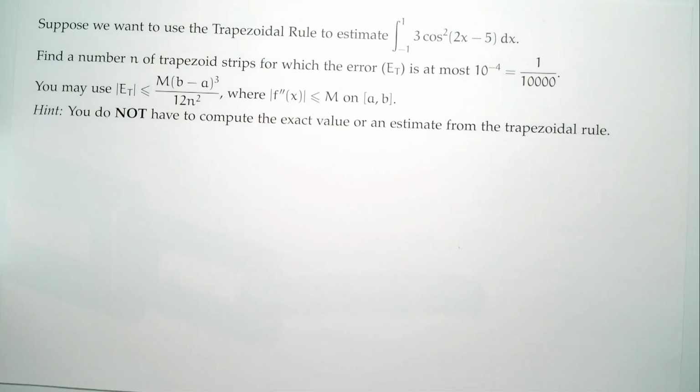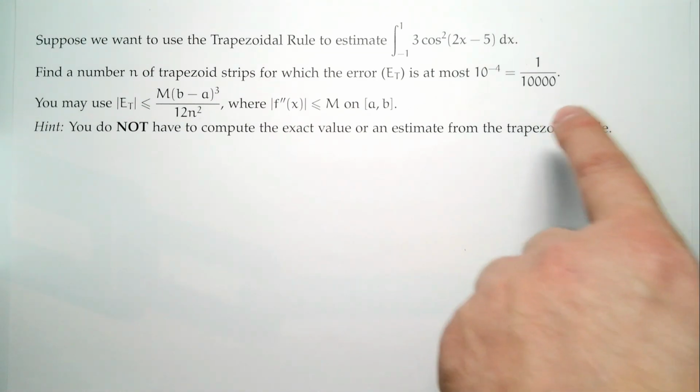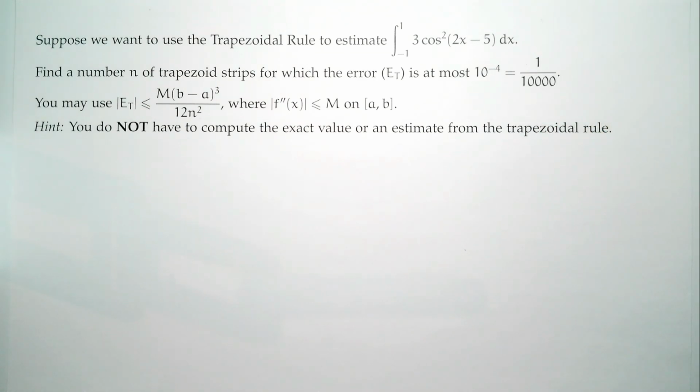I'll do a quick little side note. Someone wanted to look at this problem. So this is from an exam. Suppose we want to use the trapezoid rule to estimate the integral from -1 to 1 of 3 cosine squared of 2x minus 5. And it says, how many strips do you have to use so that your error is not so big? We want a smallish error.